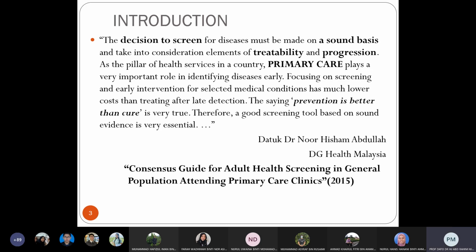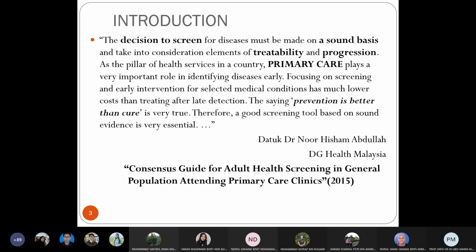The decision to screen for a disease must be made on a sound basis and take into consideration elements of treatability and progression. That the pillar of health service in the country, primary care, plays a very important role in identifying disease early, focusing on screening and early intervention for selected medical condition has much lower cost than treating after late detection. The saying prevention is better than cure is very true. Therefore, a good screening tool based on sound evidence is very essential.